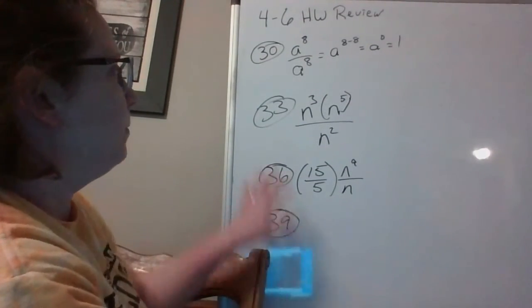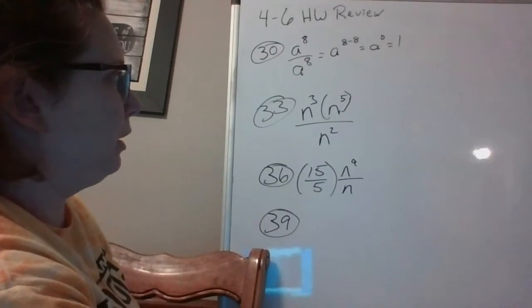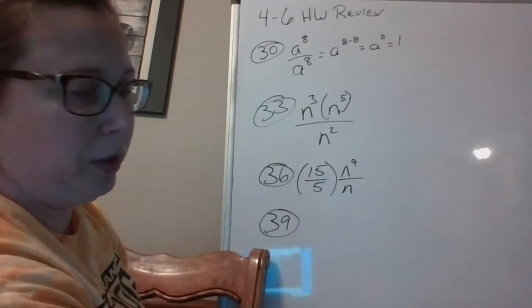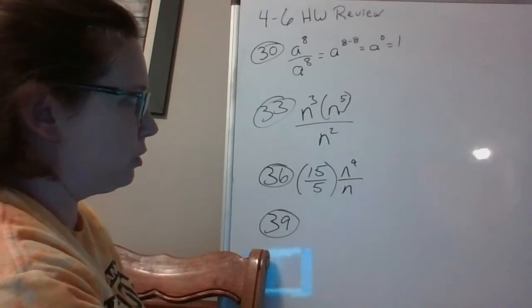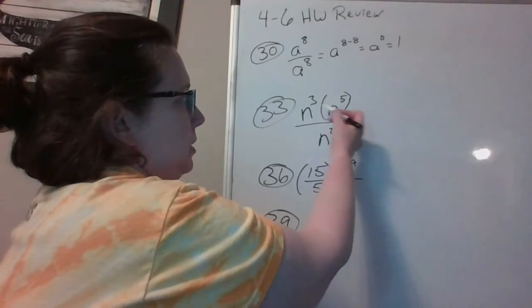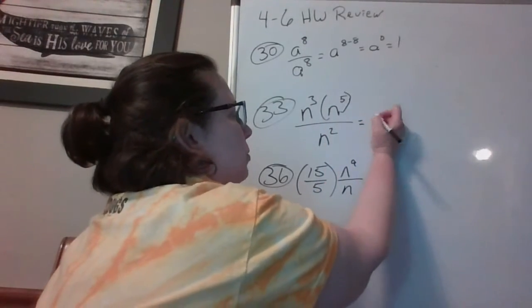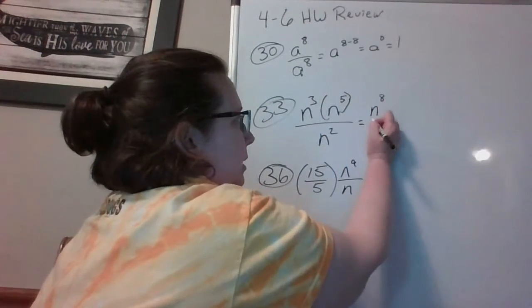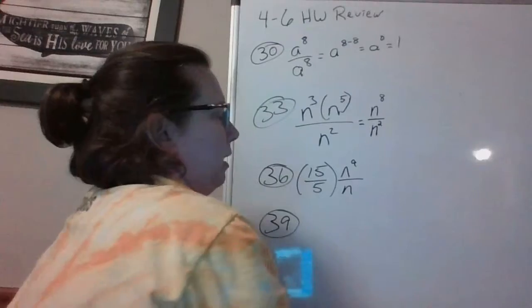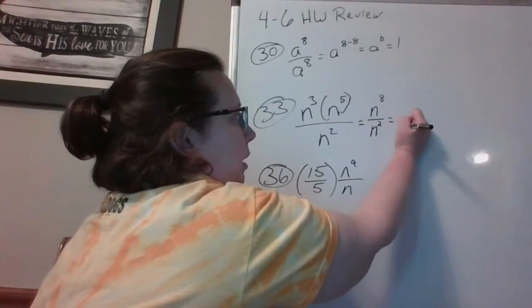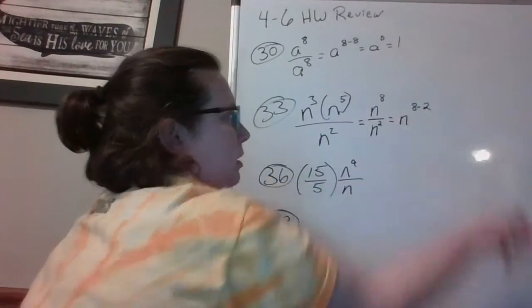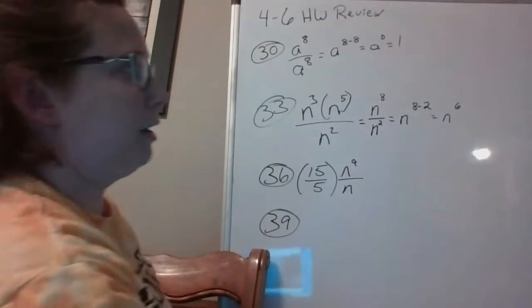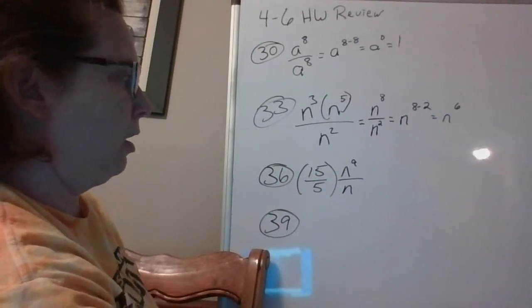Number 33 here, we need to figure out what our exponent is on our numerator first because these have the same base and they're being multiplied. So we're going to go ahead and add those. 3 plus 5 would be 8. And now I have a division, so I'm doing my top exponent minus my bottom exponent. And my simplified answer there would be n to the power of 6.